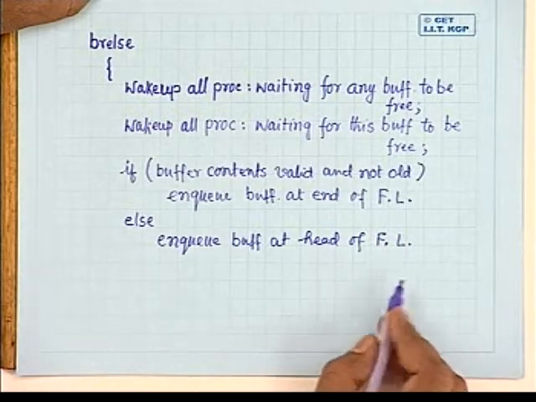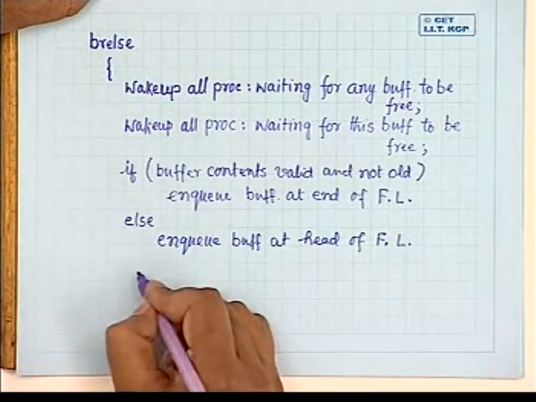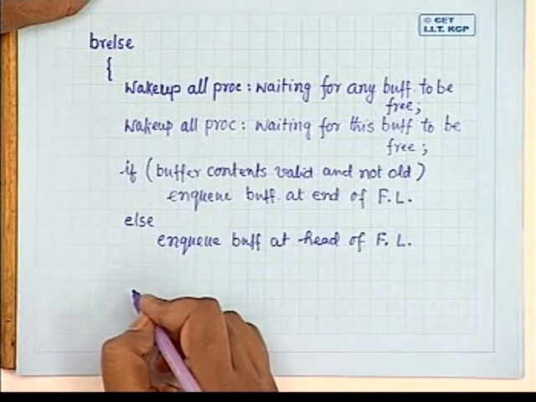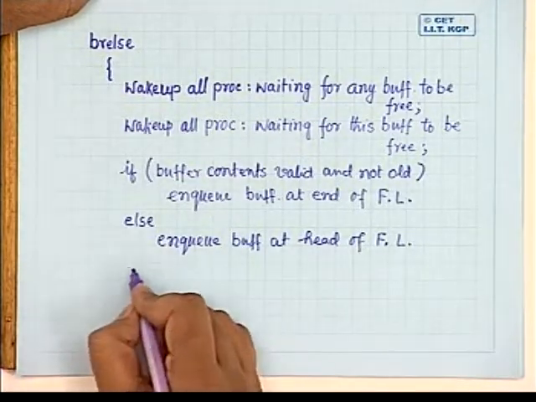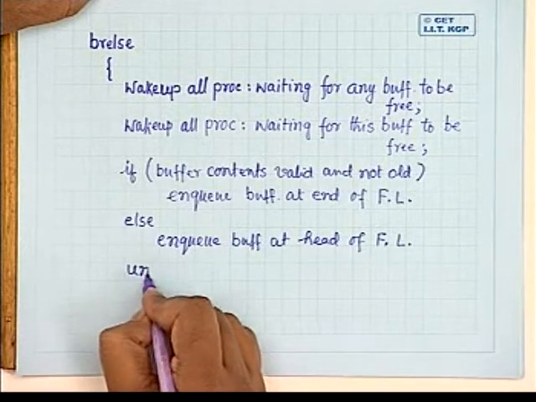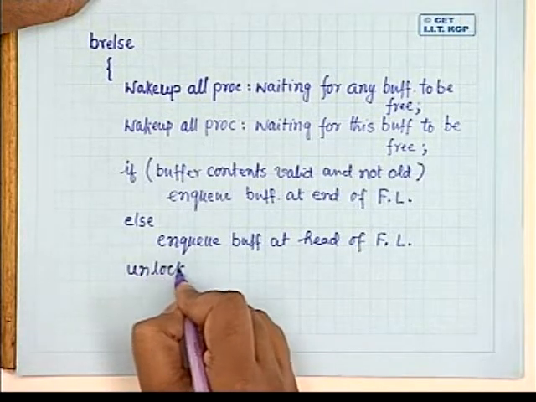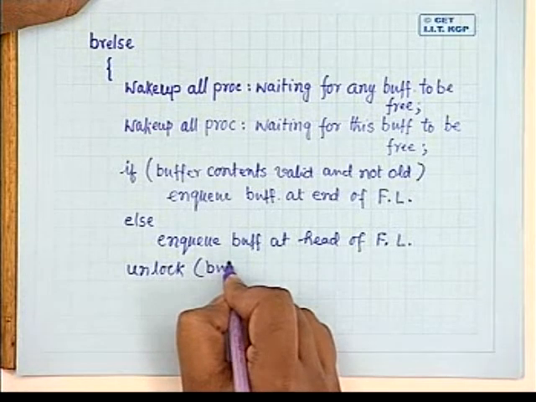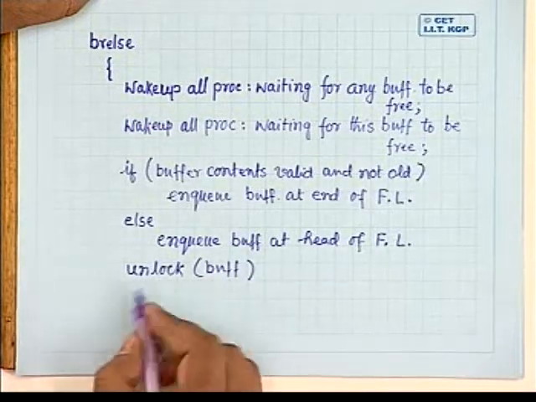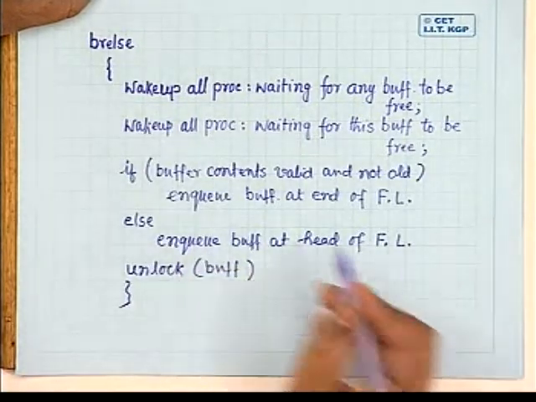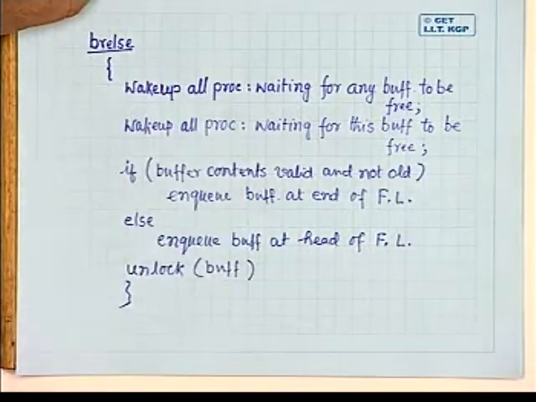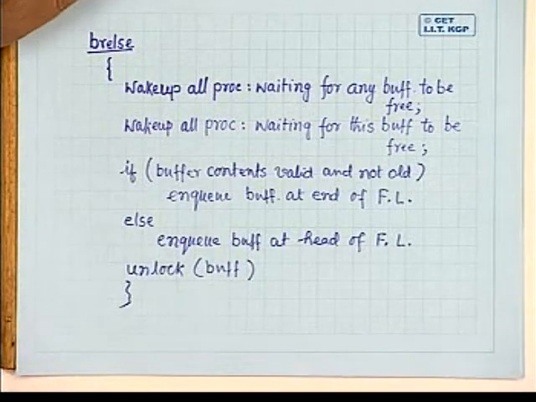And following that, we have to set the status field in the buffer. Earlier, the status field was indicating the buffer was locked. Now we have to unlock the buffer and return from there. So this is the algorithm which will be used for the block release operation.